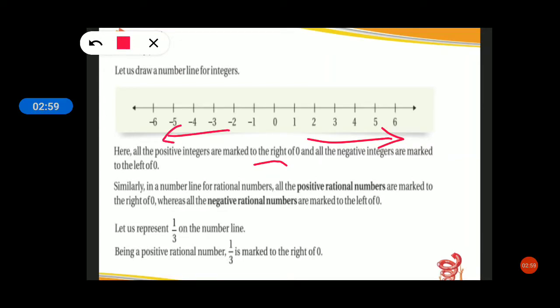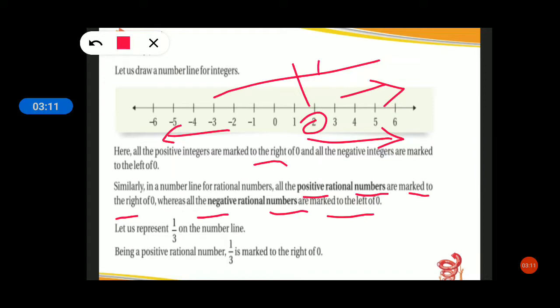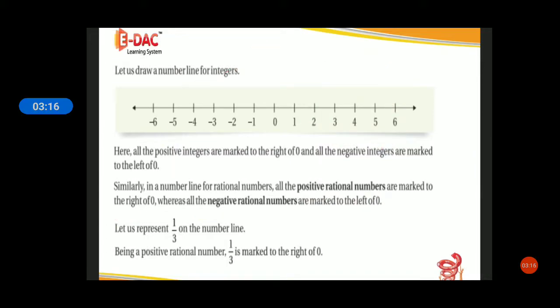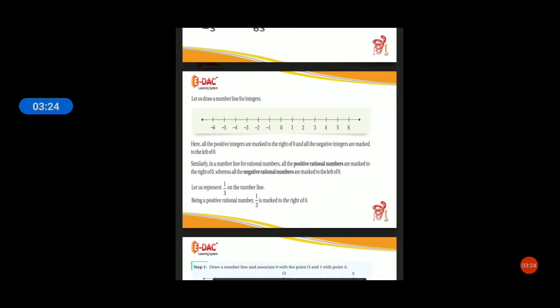Similarly, in a number line for rational numbers, positive rational numbers are marked to the right of 0 and negative rational numbers are marked to the left. Same as integers, we will have it for rational numbers also. This side is full of positive rational numbers and the left side is full of negative rational numbers. Understood, students? Now we will see how to represent 1 by 3 on a number line. How to represent this 1 by 3 on a number line.